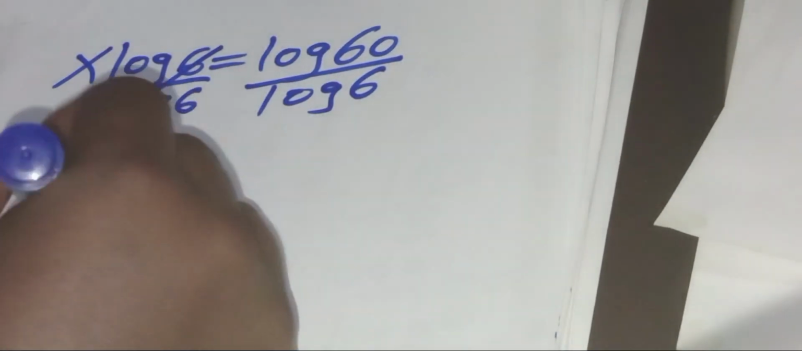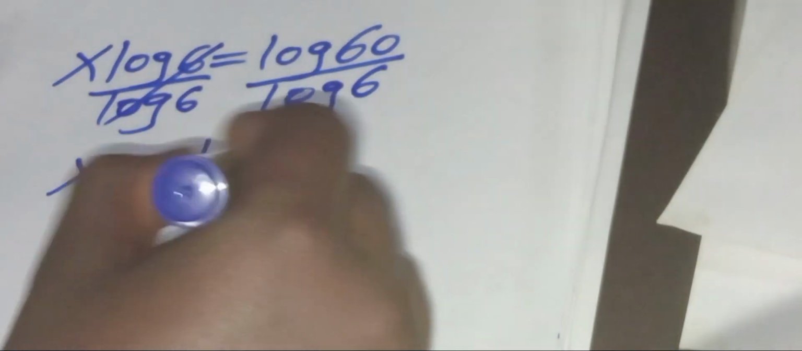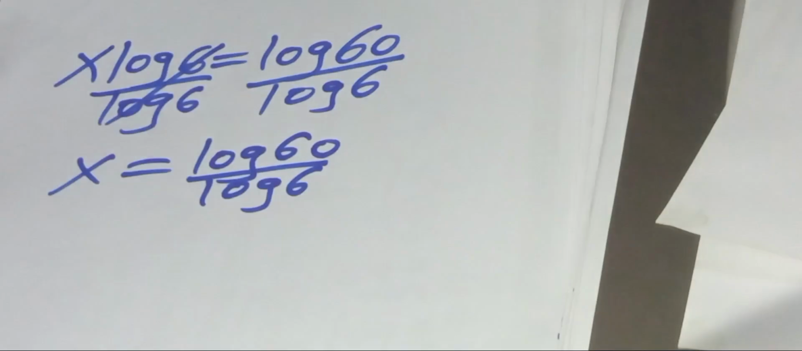60. So we divide both sides by log 6. Okay. So let's simplify here. We'll have x log 6 is equal to log 60. So let's divide both sides by log 6, so that x is equal to log 60 divided by log 6.